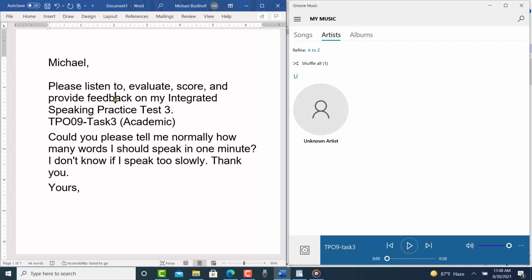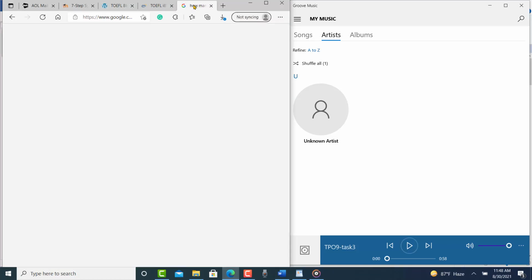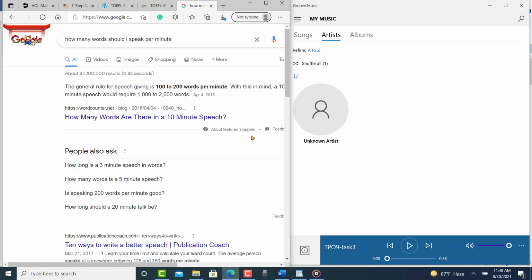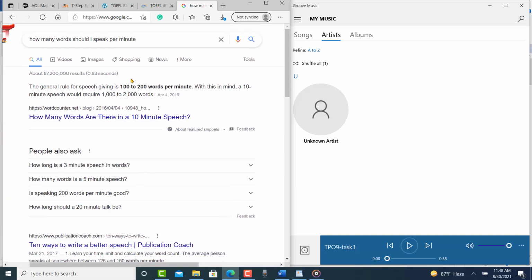Could you please tell me normally how many words I should speak in 1 minute? I don't know if I speak too slowly. I can do that. In fact, I went to Google, and I think this is pretty accurate here. The general rule for speech is about 100 to 200 words per minute. That gives you a pretty good average. That means probably around 150 words a minute is probably a pretty good speed.